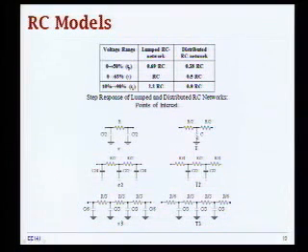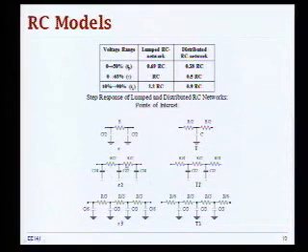Or you can take an alternative approach. You can say, well, let me assume that my capacitance sits in the middle, and then I have equally divided resistance from that point going back to the source and going forward through the network. And these two models are the most commonly used. This is called a pi model, and this is called a T model because of their geometric shape.